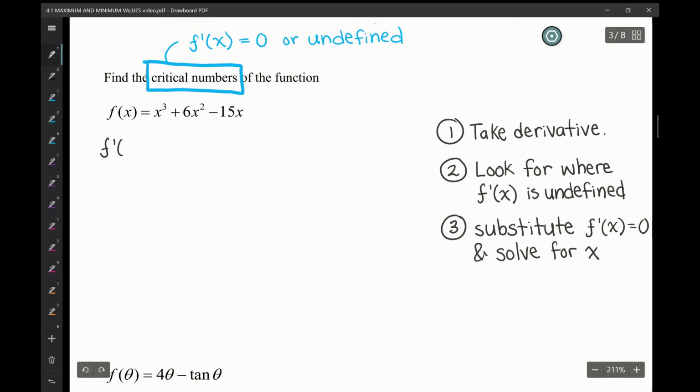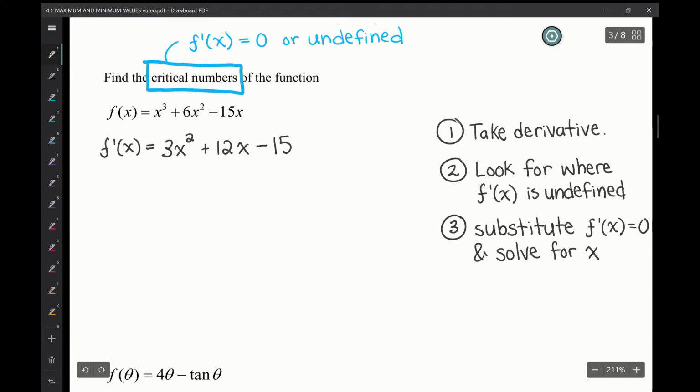This is a polynomial function, so we can just use the power rule. The derivative of x cubed is 3x squared. The derivative of 6x squared is 12x. And the derivative of negative 15x gives us that minus 15.